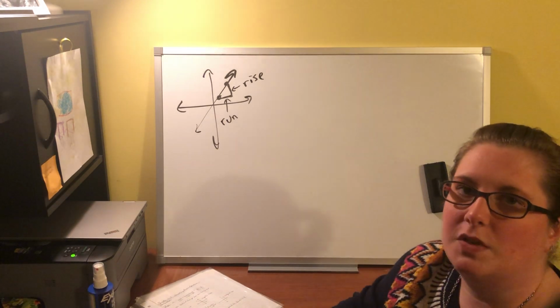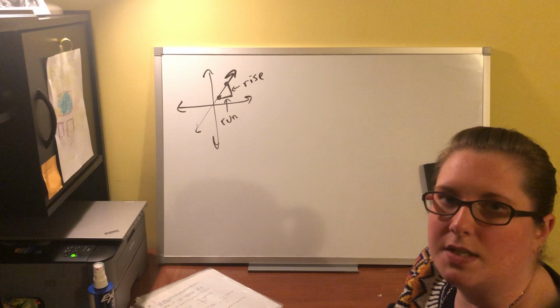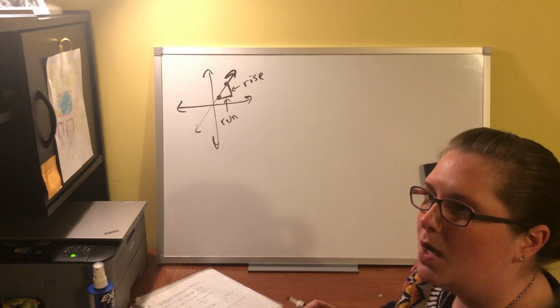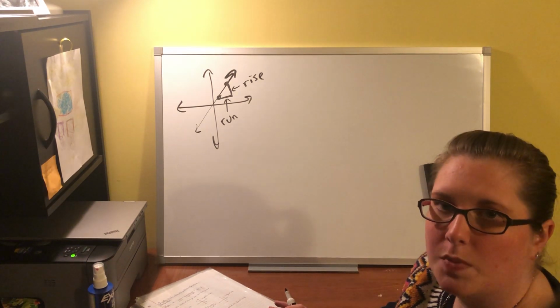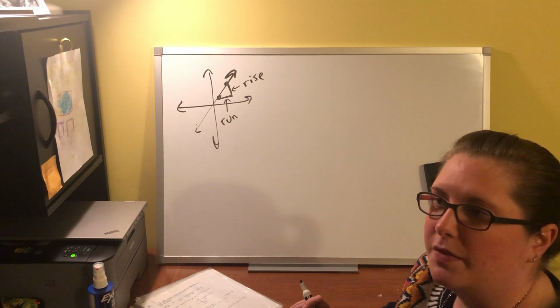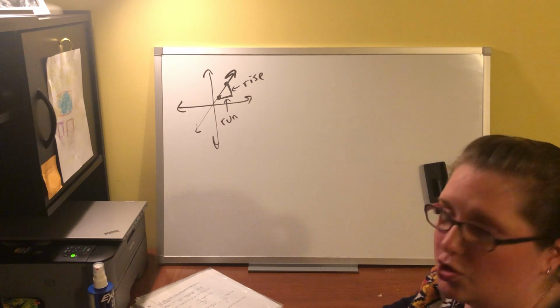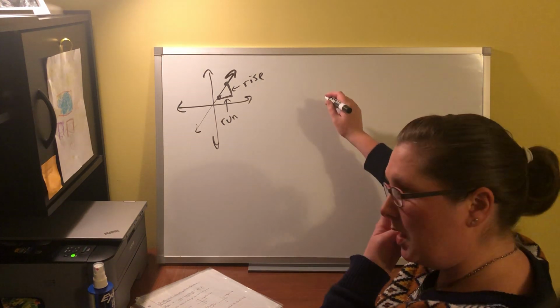Now, we do have different types of slope, okay? And you are required to do this on your test. You're going to have a problem where it asks you to find the slope, and then they want you to go ahead and do a quick sketch of the graph and tell us what direction the slope is going, okay? So make sure you pay attention to that on your test.